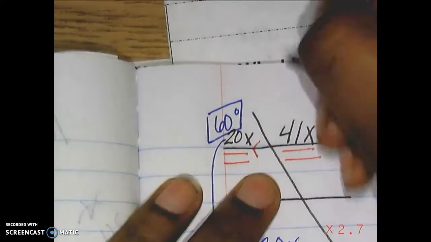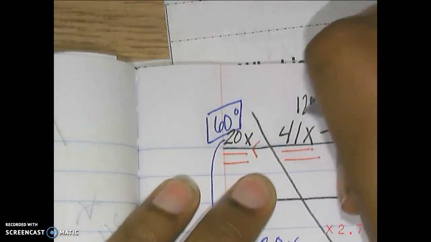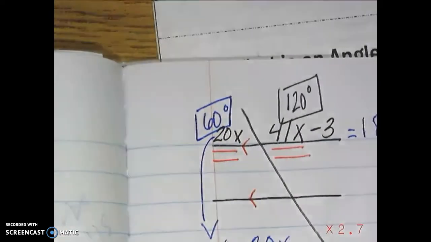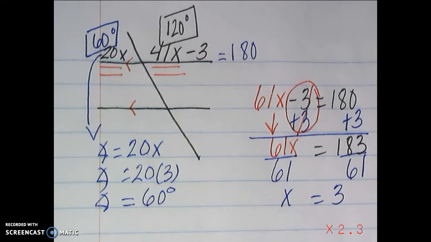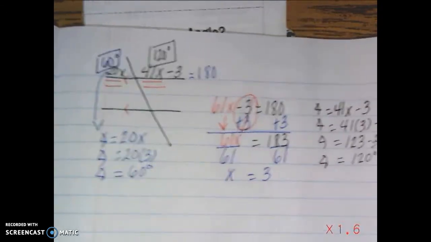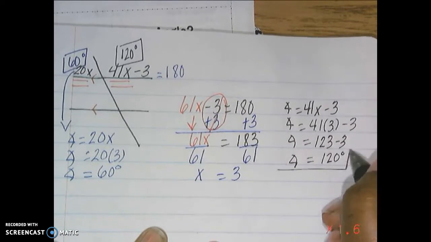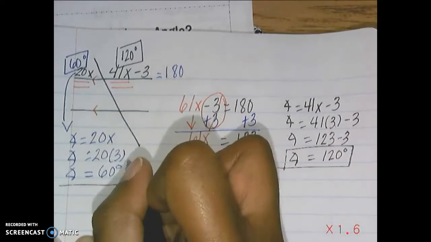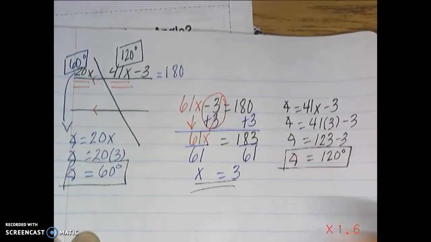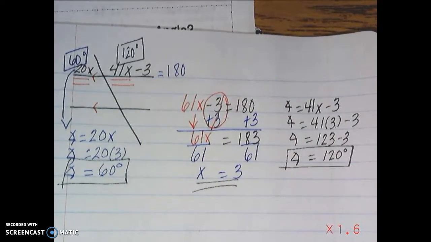So my other angle is 120 degrees, and if it seems like I'm going too fast, take a second and pause the video. Of course, you can turn on closed caption if that will help you, but I'm zooming out so that you can see the full amount of work that we did. So we have our two angles here as 120 and 60 degrees, and we also found out that x was 3. Hopefully this will help you with your practice.